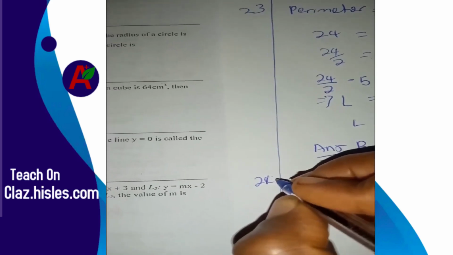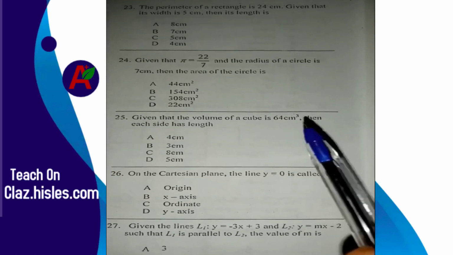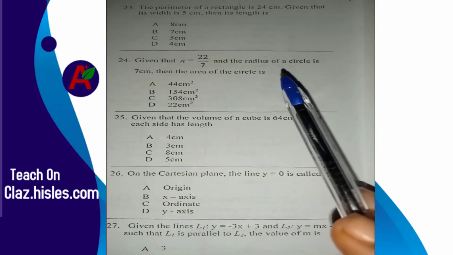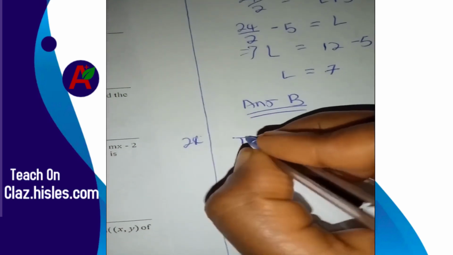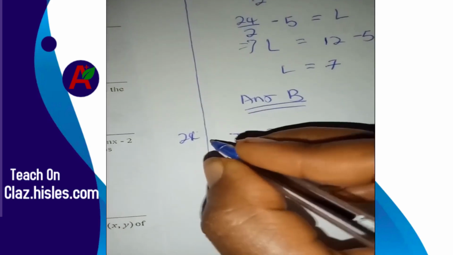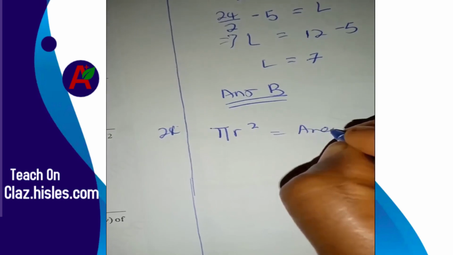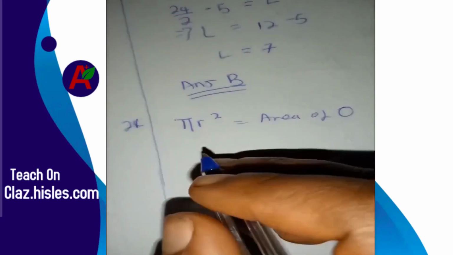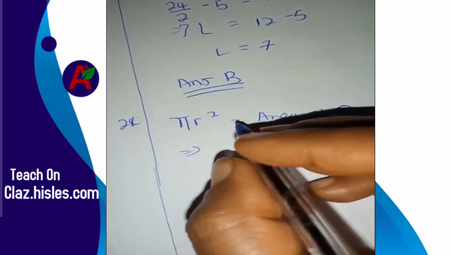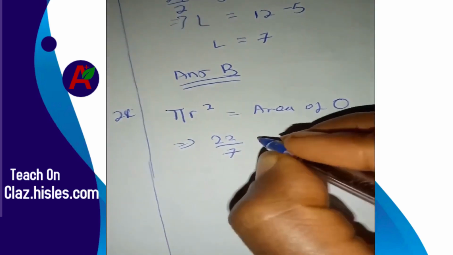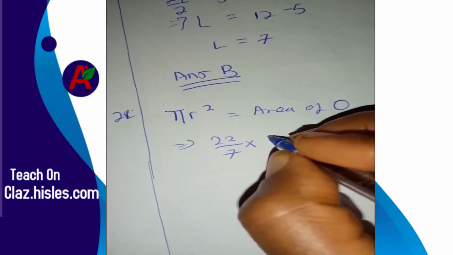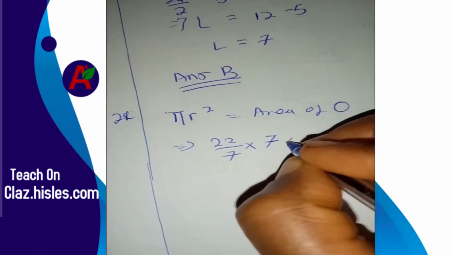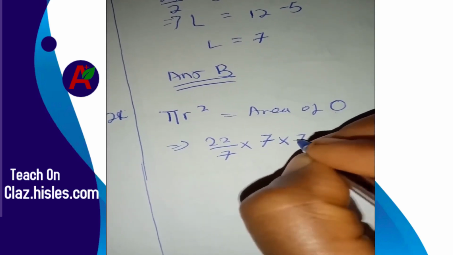Question 24. Given that pi is equal to 22 over 7 and the radius of the circle is 7 cm, then the area of the circle is, now the formula for the area of a circle is pi radius squared. So that will be 22 over 7, our radius is 7 centimeters, squared, that will be times another 7 centimeters.